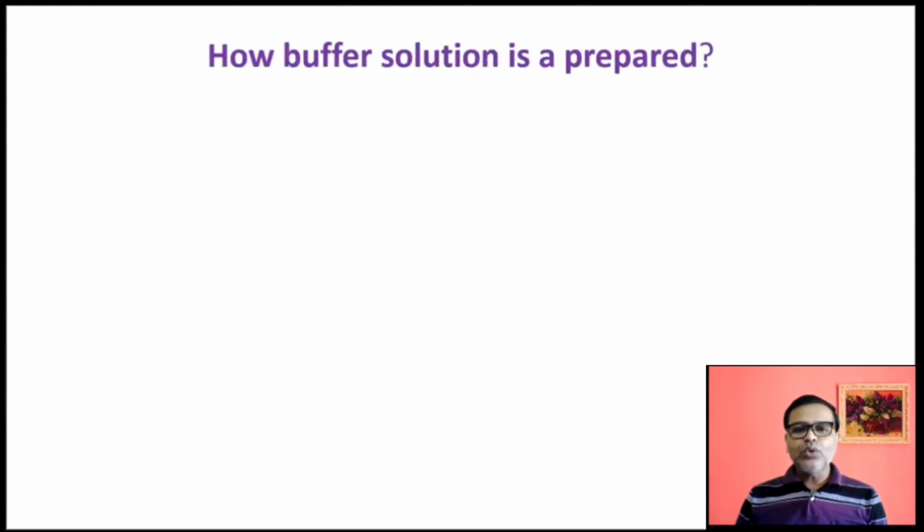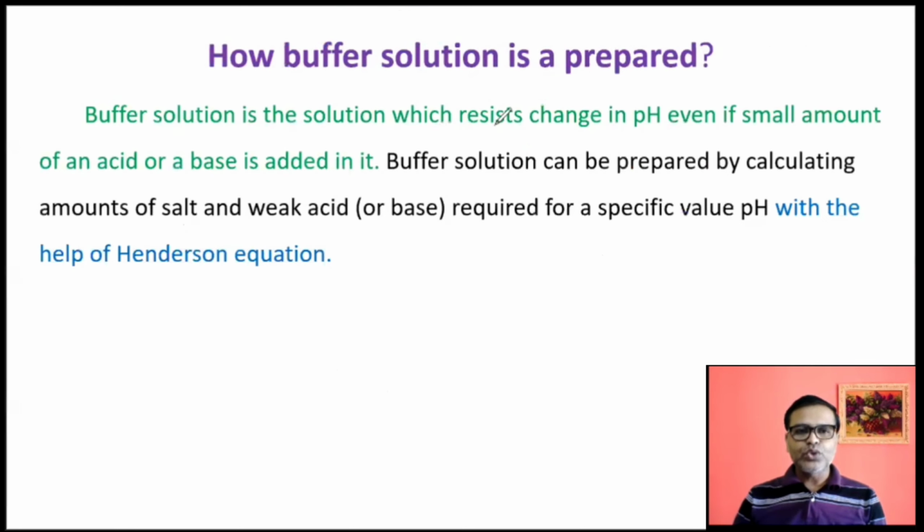The next topic is how a buffer solution is prepared. As we have recently talked about a buffer solution, now how is it prepared? For the formation of a buffer solution, we use an equation known as the Henderson equation. By using the Henderson equation, we can determine how much quantity is required. It means we calculate the amount of material required, and accordingly we use that much amount for the preparation of that respective solution.